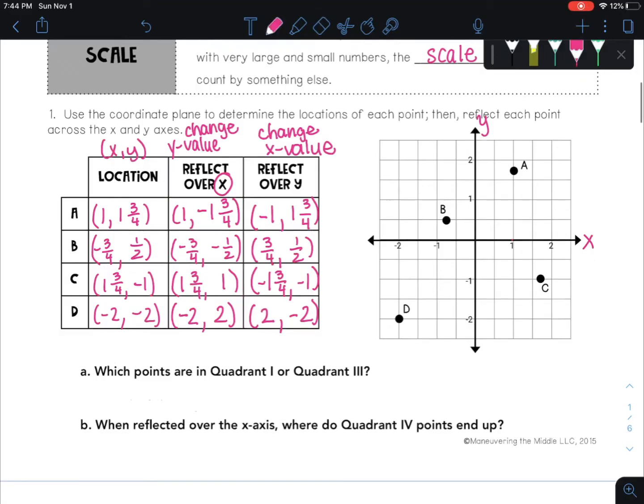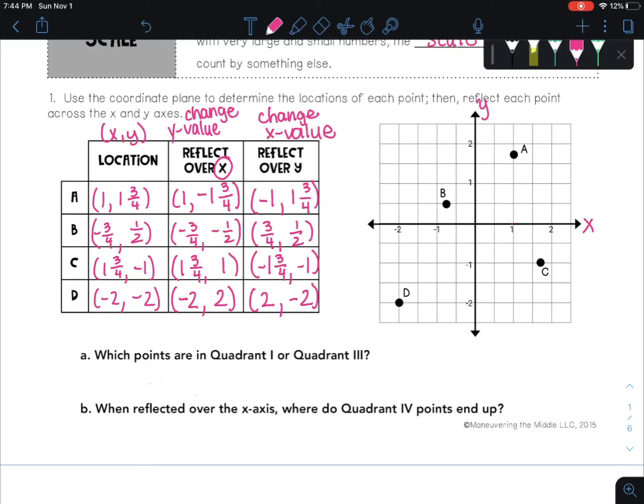So that's that. Now we want to look at these two questions below. Which points are in quadrant 1 or quadrant 3? You have to remember this rule with the C. So this is quadrant 1, this is 2, this is 3, this is 4. So when we go to do this, we just have to picture where they're going to go. So if A is reflected over the Y, it's going to end up in quadrant 2. If it's reflected over the X, it's going to end up in quadrant 4. Only point A is in quadrant 1.